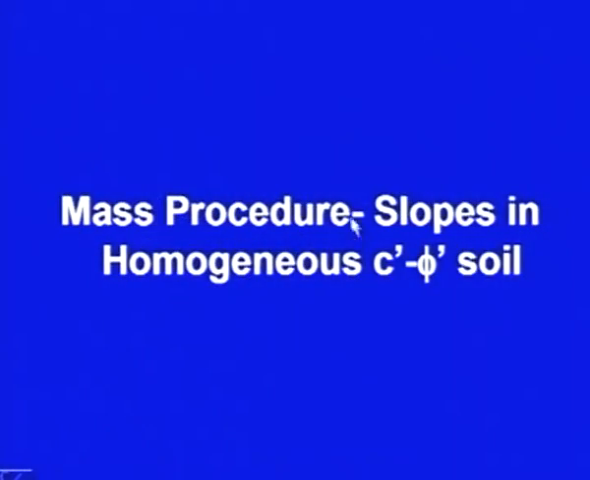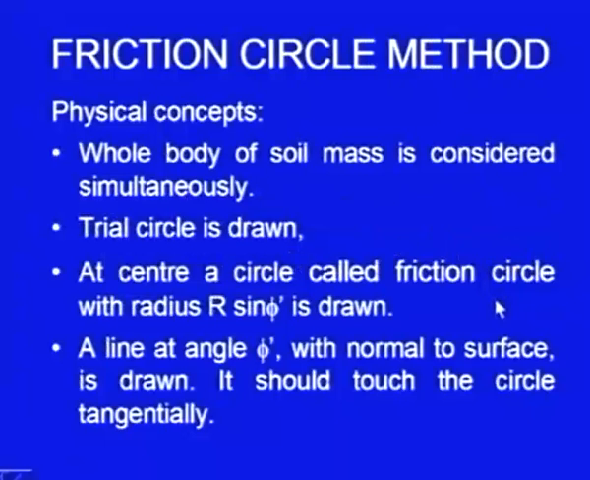Again we are taking the mass procedure, which means we will be treating the soil mass as a whole, but now the soil is a homogeneous C dash phi dash soil. So, it has both the properties now, C dash as well as phi dash. The first method which we are going to discuss is the friction circle method.